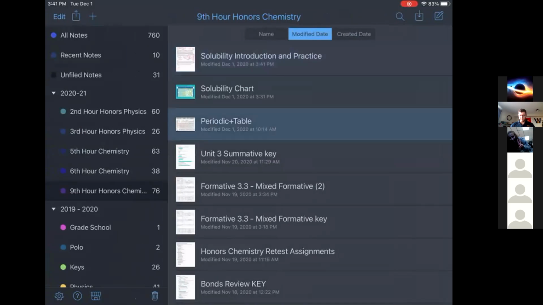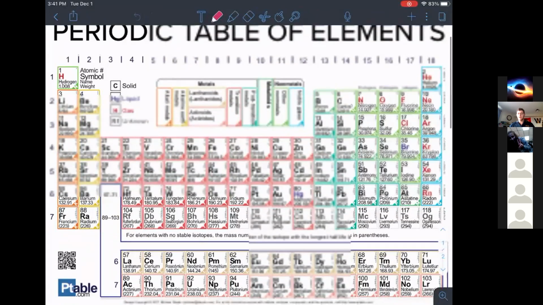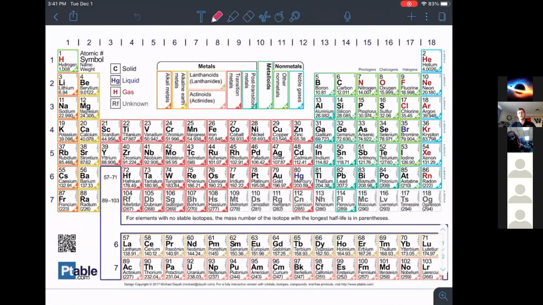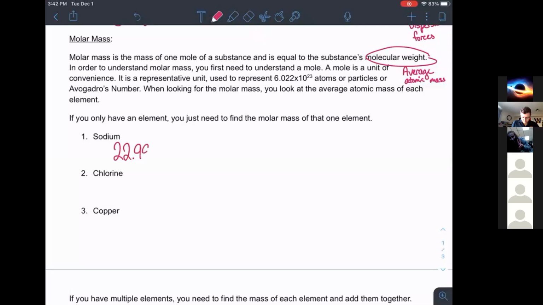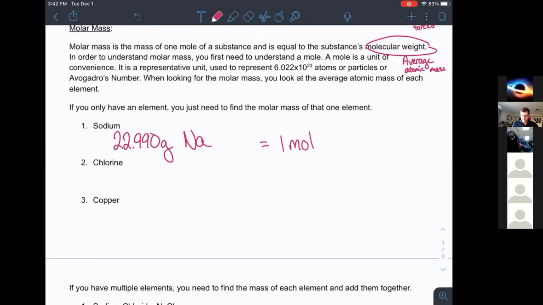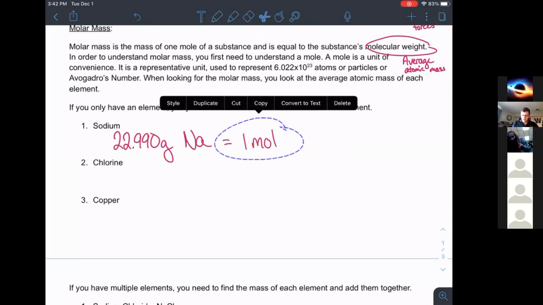So if we go to our periodic table and find sodium, what is the average atomic mass or the molar mass of sodium? 22.990. Perfect. And that's the mass, or the number of grams, that equals 1 mole. Should be putting units: 22.990 grams of sodium is equal to 1 mole of sodium.